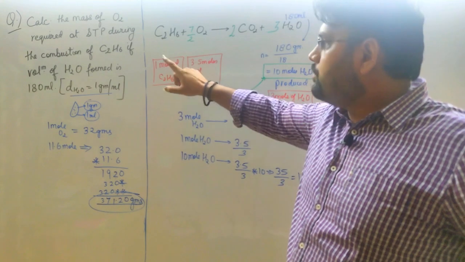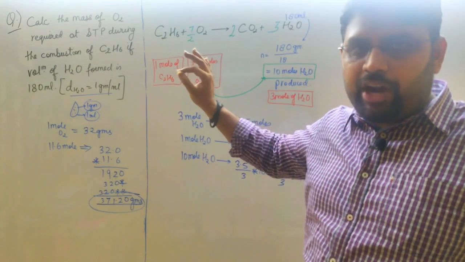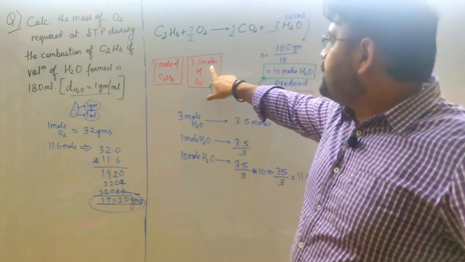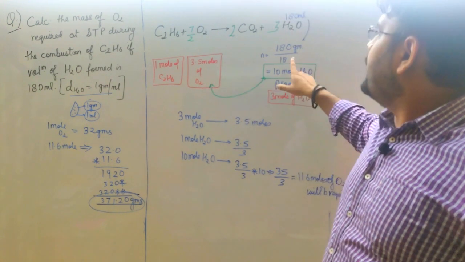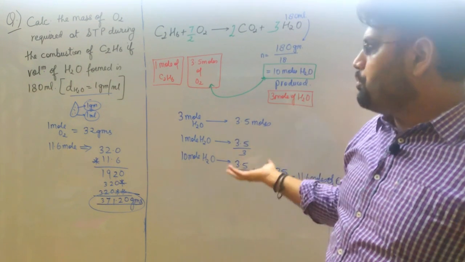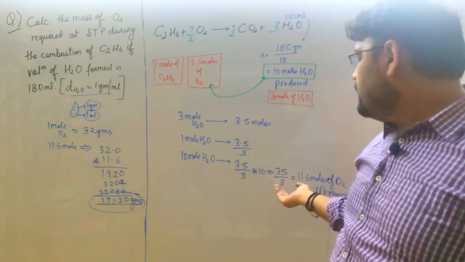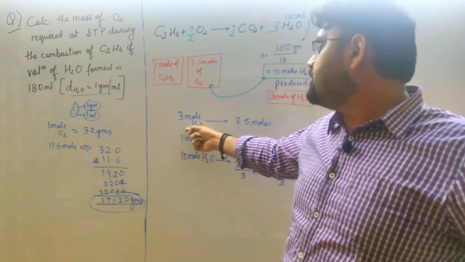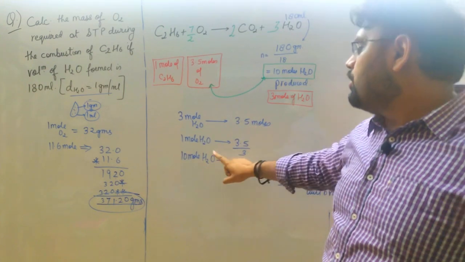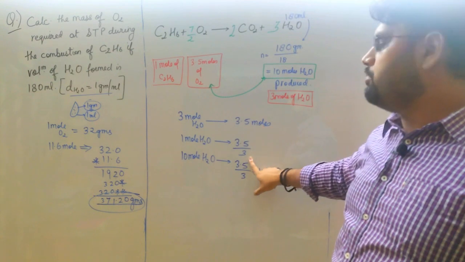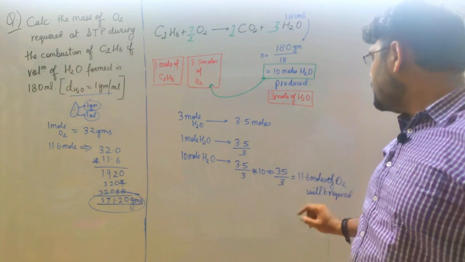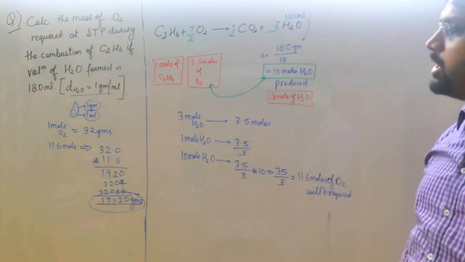We need to find the oxygen required when 10 moles of H2O is being produced. When 3.5 moles of oxygen was used, we were getting 3 moles of H2O. Now for 10 moles of H2O, how many moles of oxygen will be required? That we have to find. So 3 moles of H2O was being produced when 3.5 moles of oxygen was utilized. So for 1 mole of H2O production, it will be 3.5 by 3. Similarly for 10 moles of H2O, it will be 3.5 by 3 into 10, that is 11.6 moles of oxygen required.